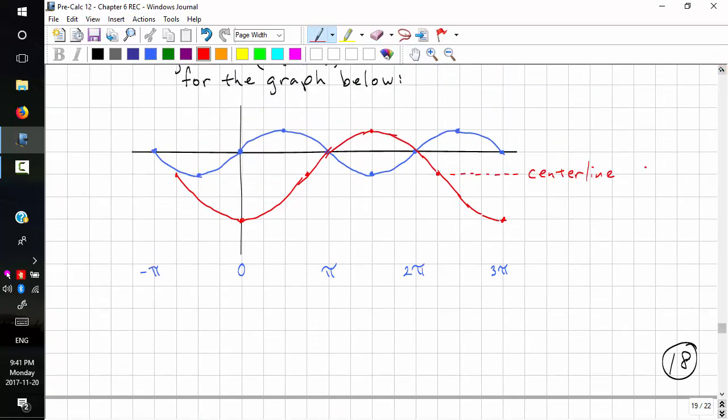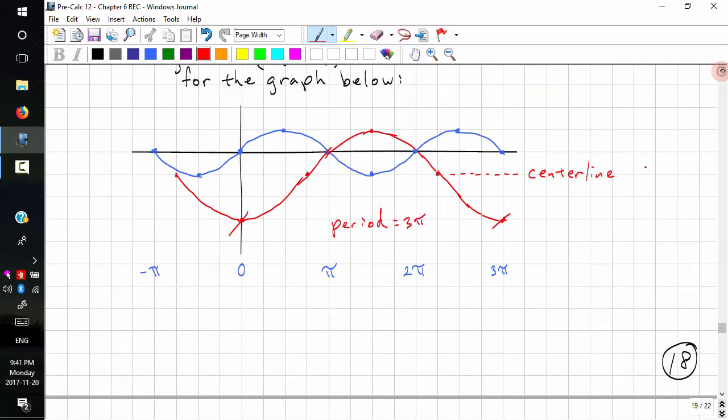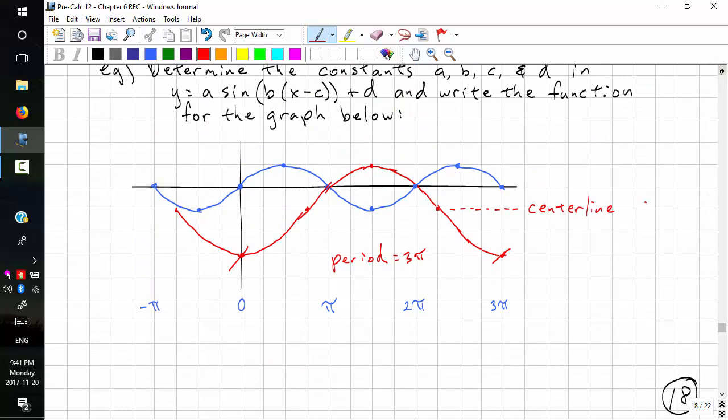And we'll measure the period. The period is very convenient to measure from here to here. That's 3 pi. So B equals 2 pi over 3 pi, and we just get 2 over 3. And our phase shift. This is a sine curve, so we want to look at where the 0 moves. So the 0 moves from here to there. And that's 3 pi over 4.